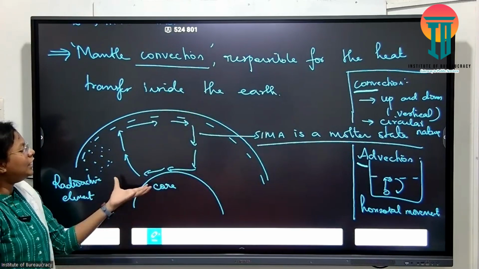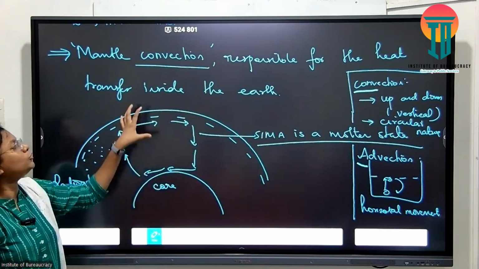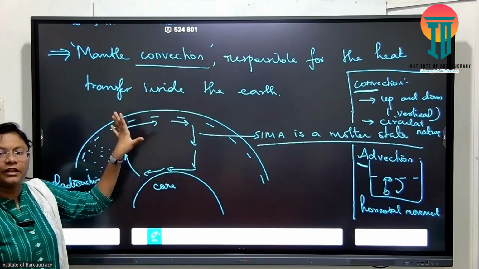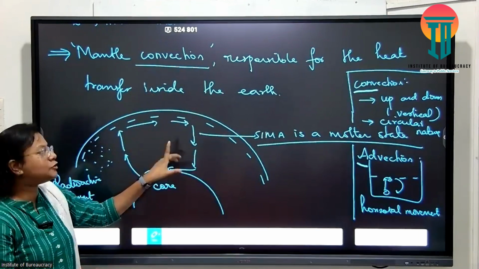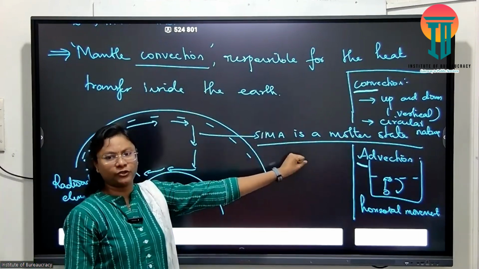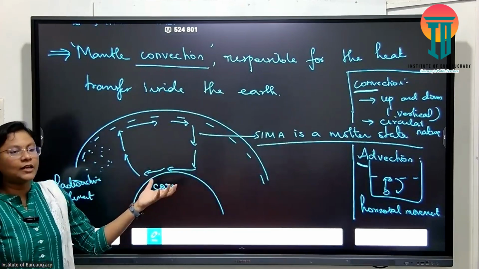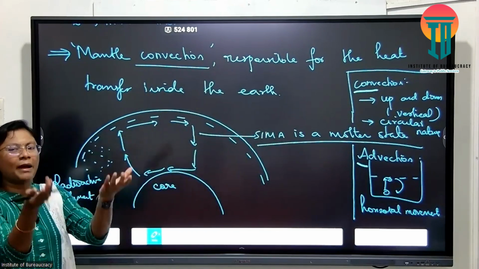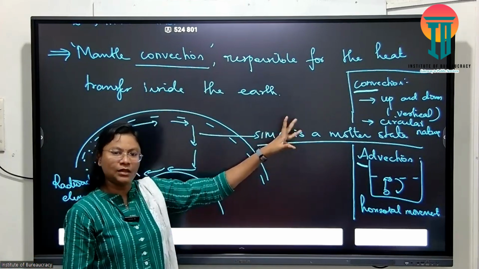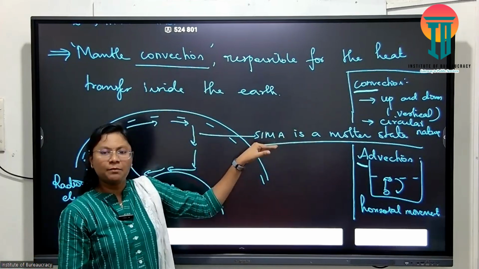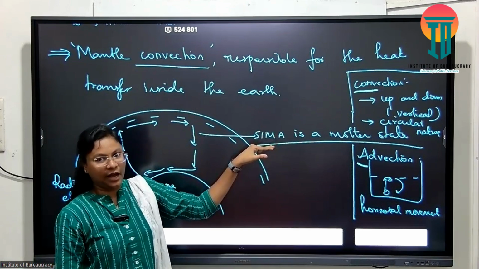Arthur believed that the heat transfer from the core to the crust is through the mantle, and the heat transfer is very well established by which process? Convection process. When convection is to happen, the mantle has to be in which state? The mantle has to be in molten state. He didn't suggest mantle. He believed that the sima is in a molten state. What is sima? Sima is the layer beneath sial.